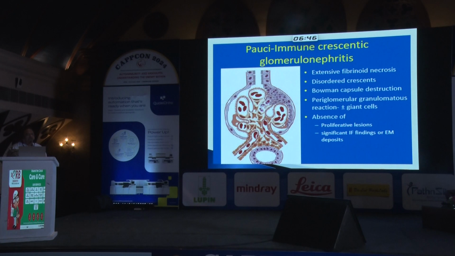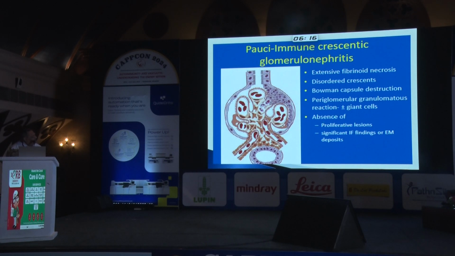Previously, we were finding orderly crescents. But as we move into small vessel vasculitis, we find that the crescents become disordered. And here the finding is that the Bowman's capsule is destroyed. Then there may be a periglomerular granulomatous reaction with or without giant cells. So these giant cells we may usually see in cases of GPA, which was earlier known as Wegener's granulomatosis.